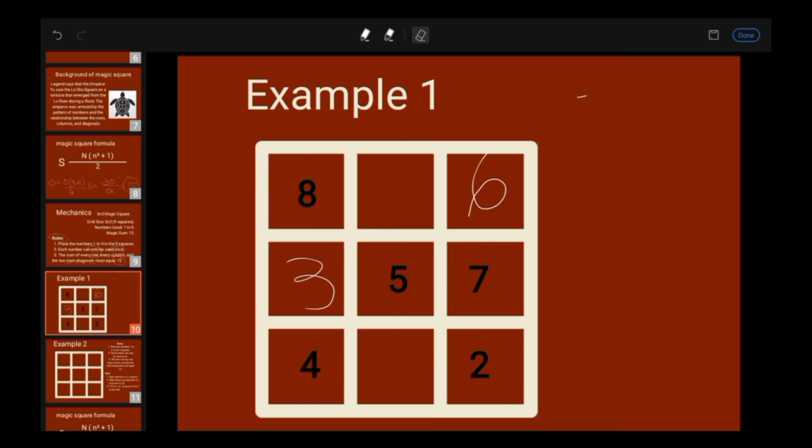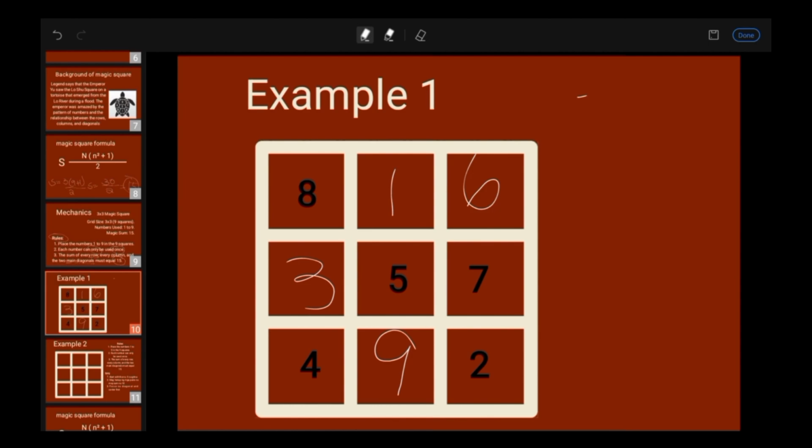Then, try nga natin to kung magto-total ng 15. 6 plus 7 plus 2 is 15. So, try naman natin yung iba. So, 8 plus 6 plus 1 is 15. 4 plus 2 plus 9 is 15. So, ngayon, do-double check na natin kung 15 nga ba lahat.